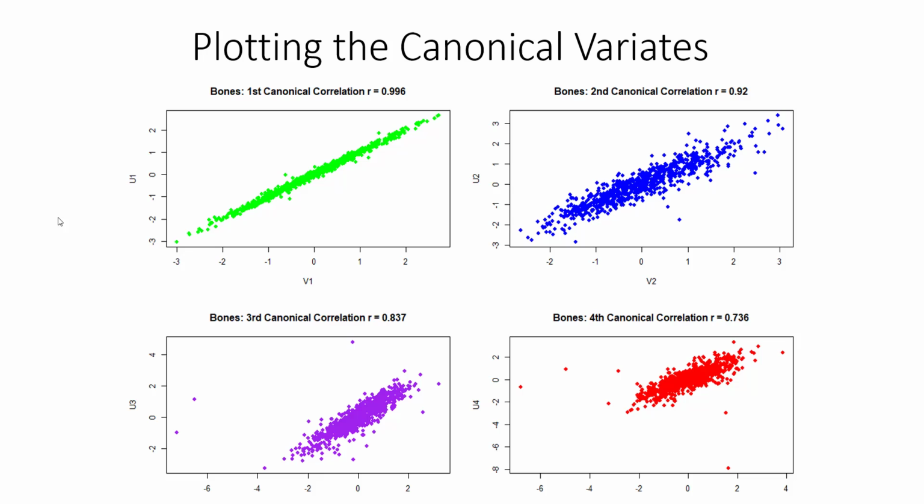Whereas if we're looking at our bone example from chapter 10, these all appear, even the fourth one, to be very, very strongly correlated with one another. So there are strong associations with the left side bones to the right side bones. So in this case, they're both practically and statistically significant.